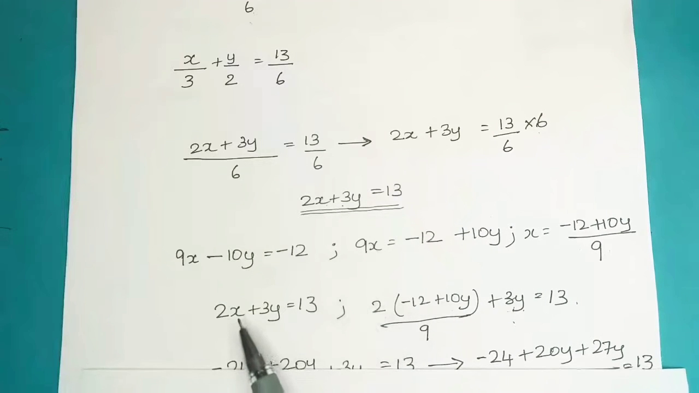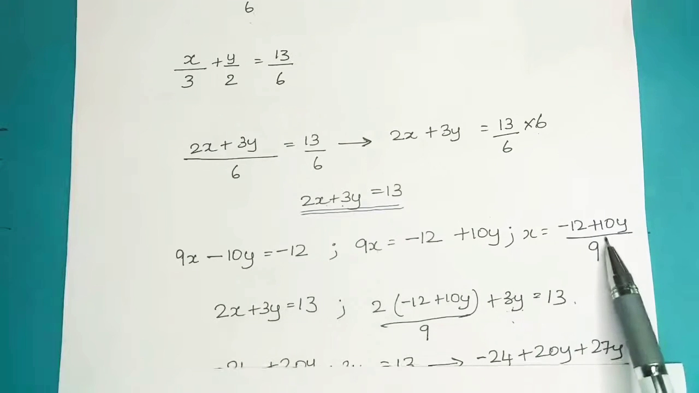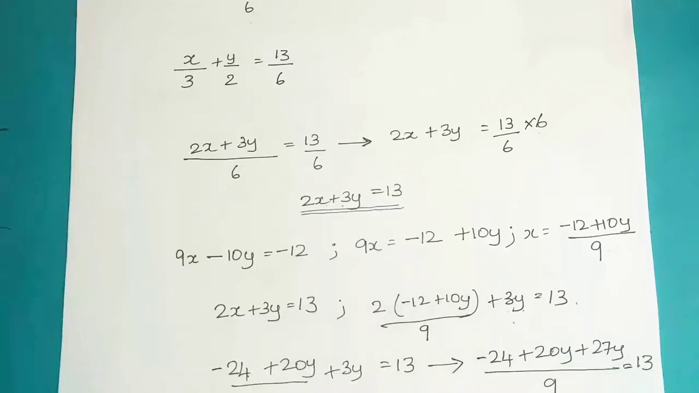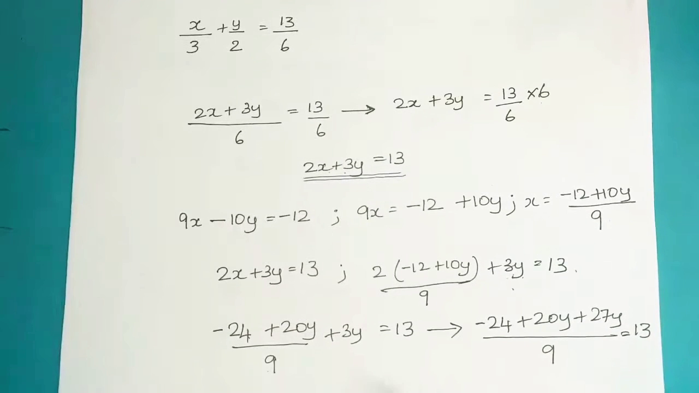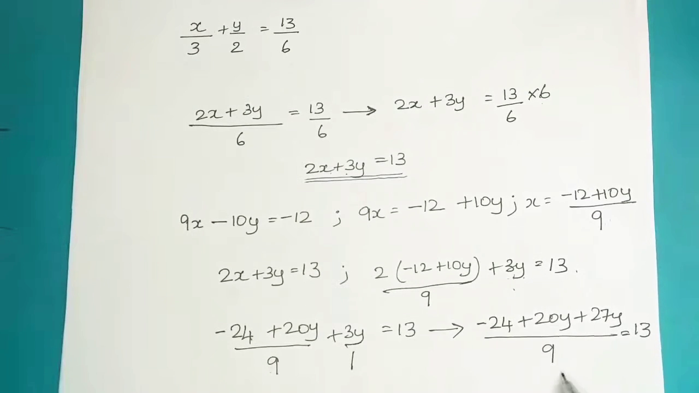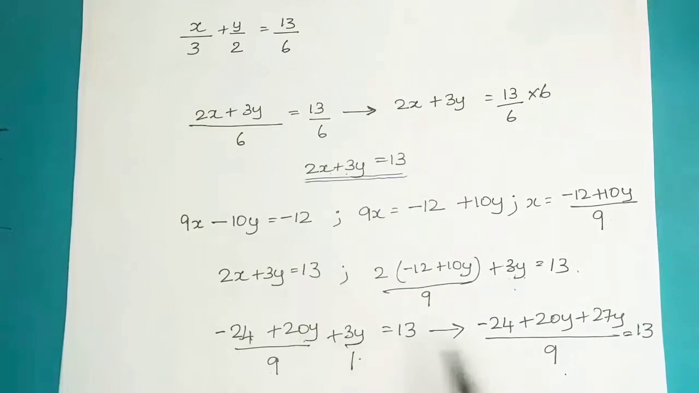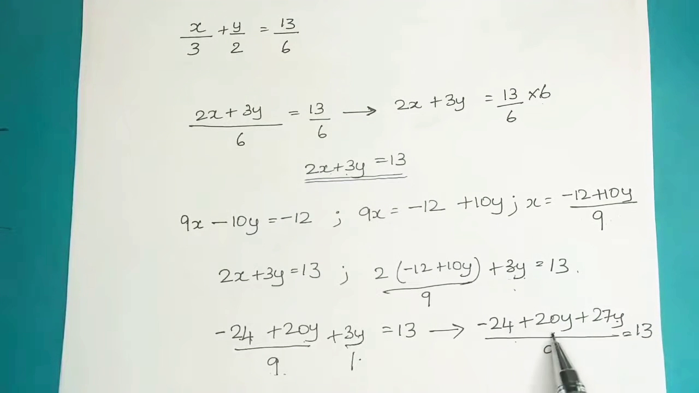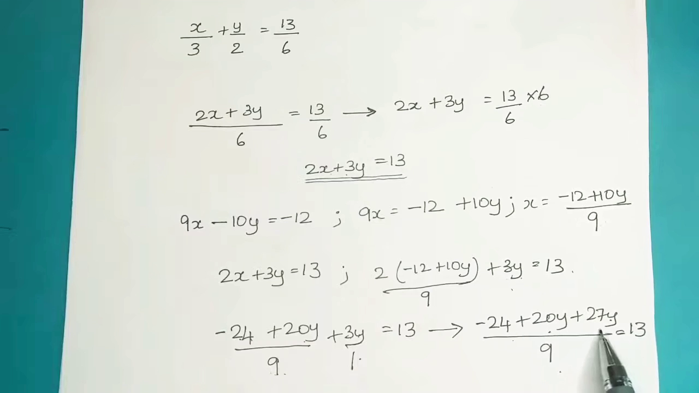Okay, let us see what we get here. 2 into x, that is 2 into, in the place of x we are going to substitute (negative 12 plus 10y) by 9, plus 3y is equal to 13. That means 2 into negative 12 is negative 24, plus 20y, by 9. After taking the LCM, again by the cross multiplication method, 3y means 3y by 1, isn't it? So 1 and 9, LCM is 9 itself. 1 into (negative 24 plus 20y) is negative 24 plus 20y itself, and 9 into 3y is 27y, is equal to 13. That means 20y plus 27y is 47y.